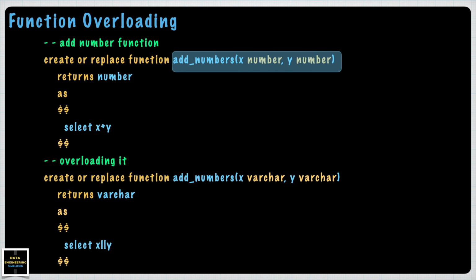Let's understand this concept. Here we have two functions with the same name and both having two input parameters. However, the data types for the input parameters are different. This is a very simple example. You may find many use cases where you would like to apply the overloading approach to handle different business scenarios. Let's see them in action.